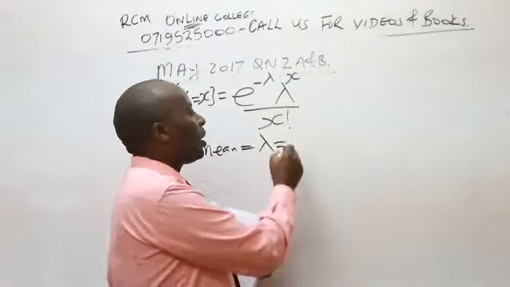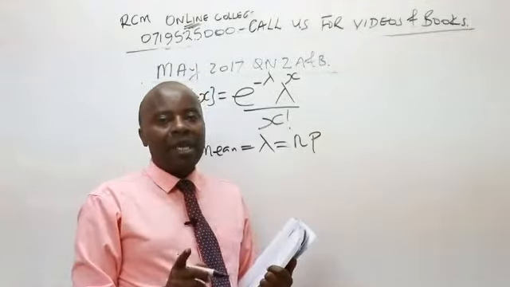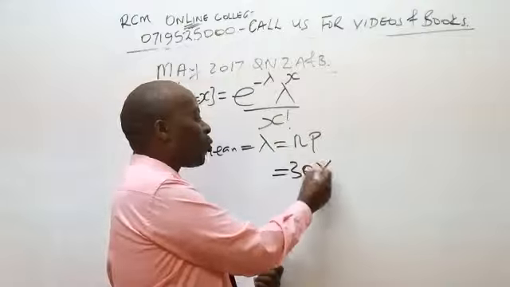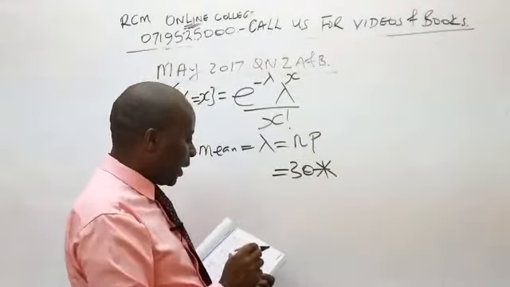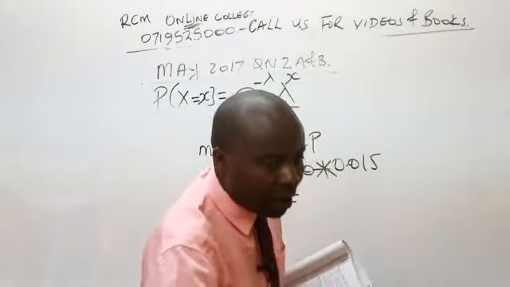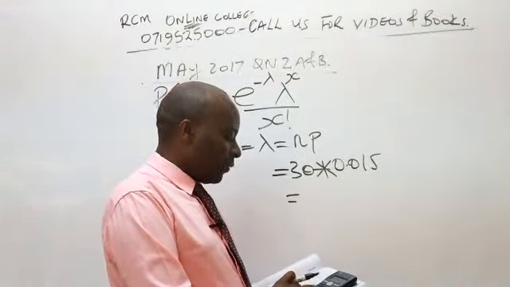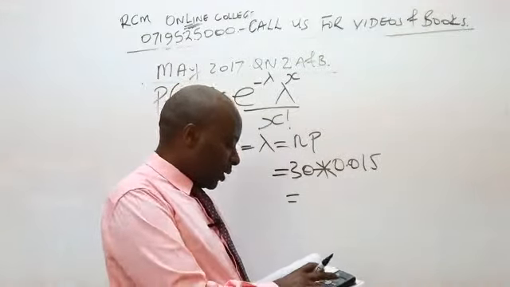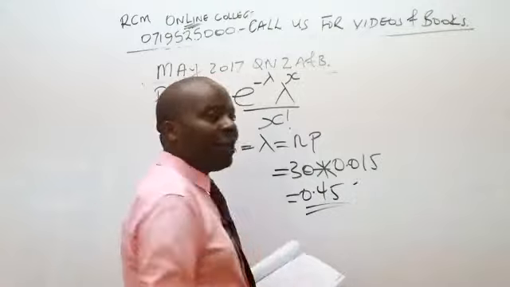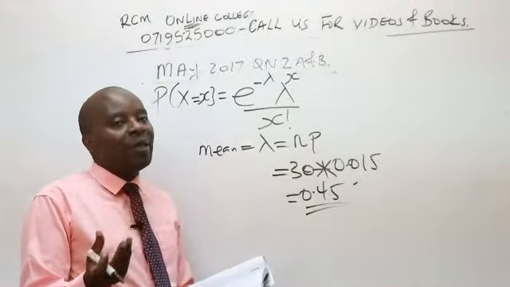You need the mean, which is our lambda. And our lambda, ladies and gentlemen, is np. In this particular case, our number of trials n is 30, and the probability given here is 0.015. So at the end of the day, this gives me 30 times 0.015, which gives me 0.45. The moment you have given me this mean, automatically I'll be able to give you whatever Poisson probabilities you will be needing.